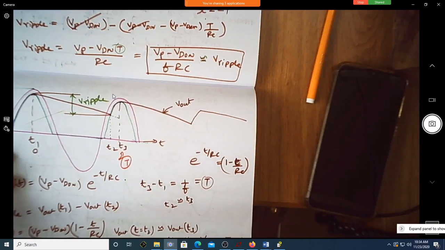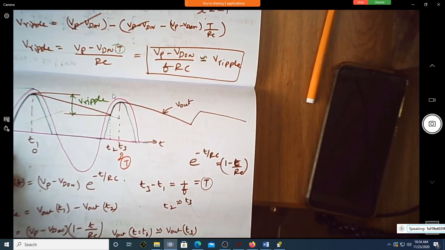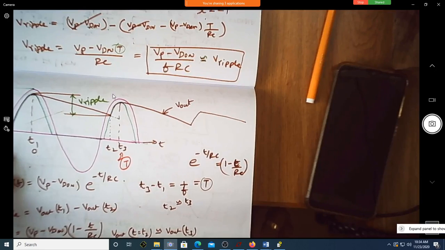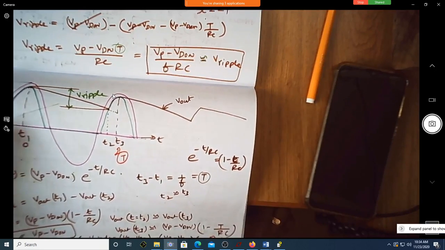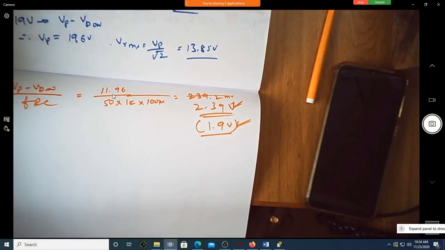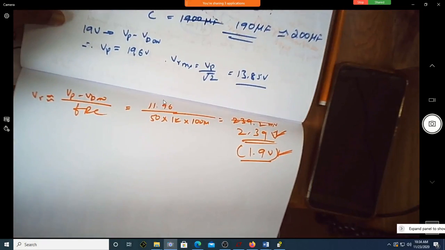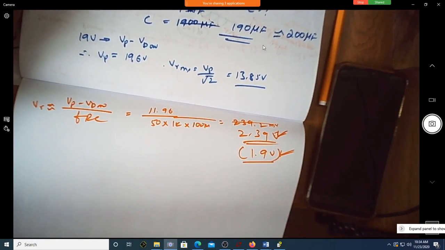Yes, sir. There are other issues with going for very large capacitance. We need to have a balance between what the typical value of capacitance is. It will be around 1000 microfarad to 500 microfarad. So that's the typical range of value of C that we will be connecting.